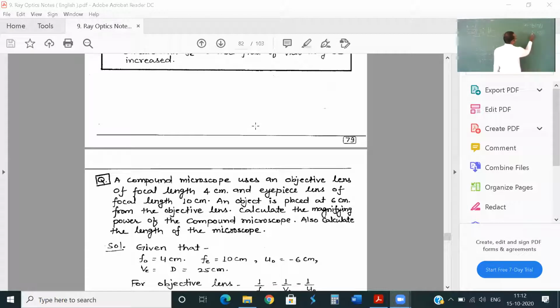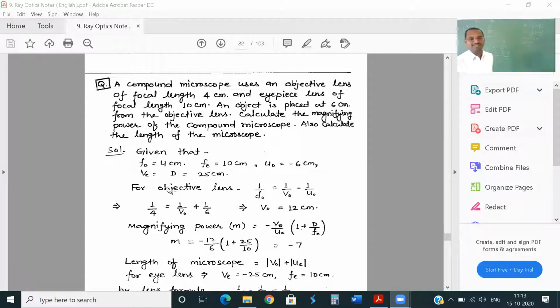So 12 by 6 is 2, minus 2 into 2.5, 25 by 10 is 2.5, 2.5 plus 1 is 3.5. So magnification will become 2 times 3.5, that is 7, minus 7. Means 7 times magnified. Let us imagine this AB is H. The image will be 7 times of H. This is what we are getting, we have got the answer 7.